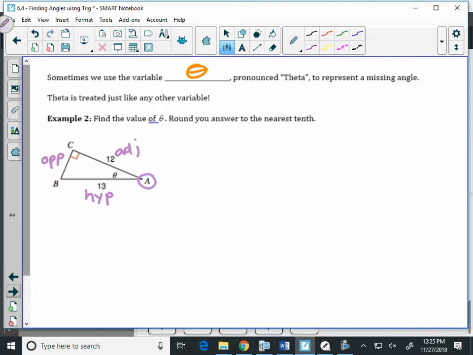I'm going to write it up here so we have it. You should already be at the top of your paper. So if we look at SOHCAHTOA, which one are we going to use? Which two sides have info?